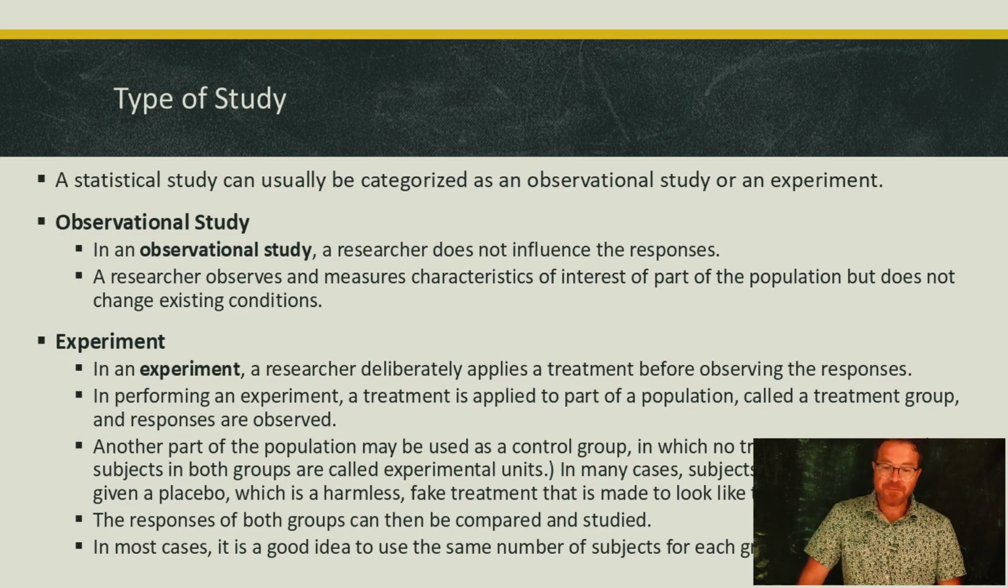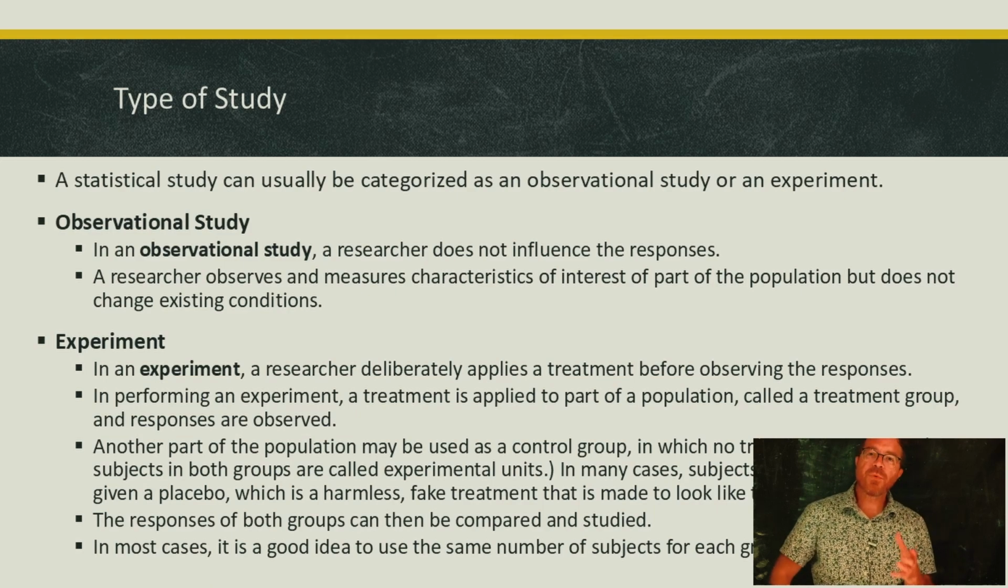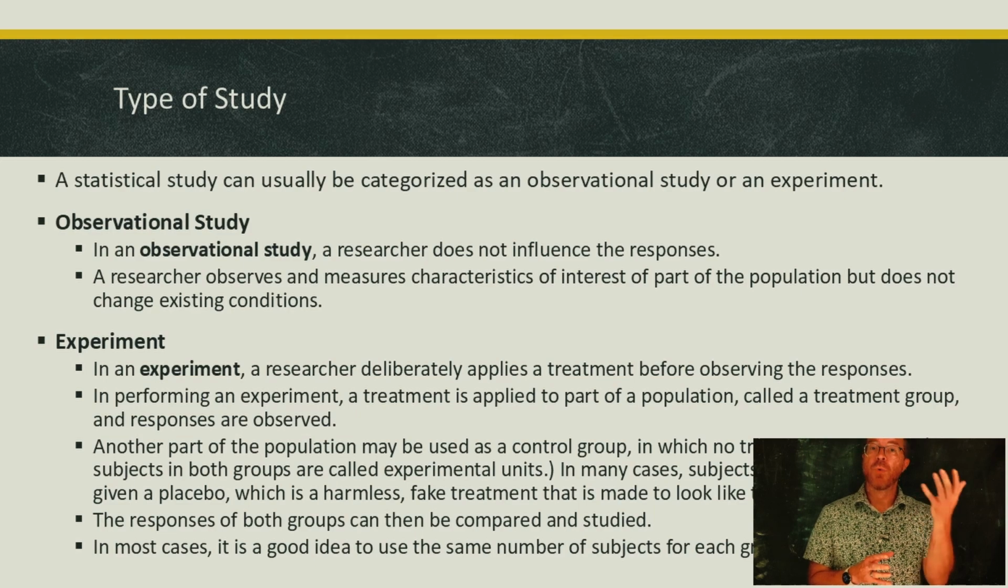An experiment, on the other hand, is where a researcher deliberately applies some treatment before observing the results. And this is what makes it an experiment: you as the researcher are imparting some treatment to whatever population or sample you're looking at. In performing an experiment, a treatment is applied to part of the population called a treatment group, and the responses are observed. This is important because one of the ways we can strengthen the case for the treatment in our experimental study is the treatment group. This is a group that specifically gets the treatment, and we observe what the outcome is.